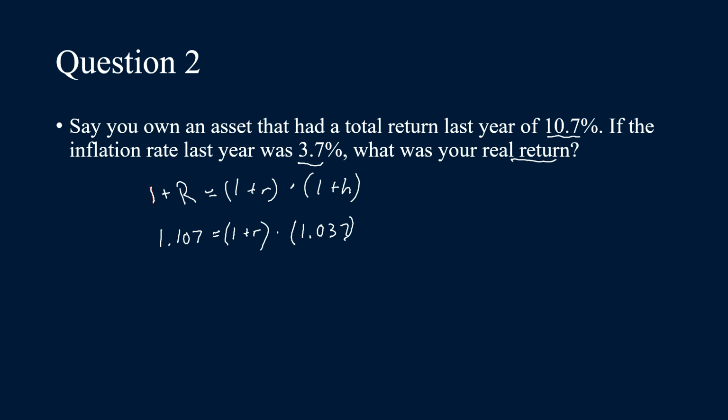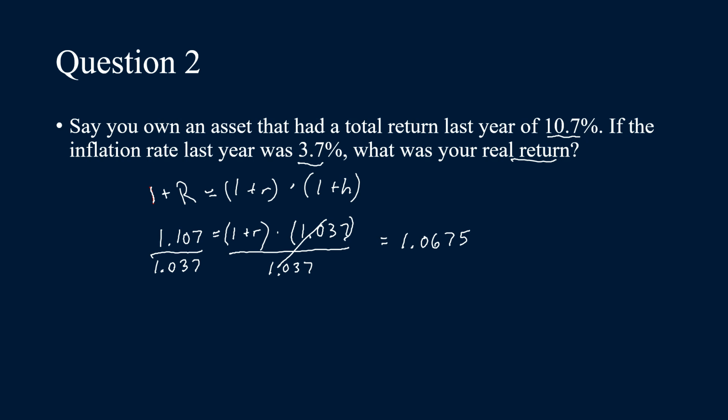All right, so now it's just a matter of doing this algebraically. We can divide this side by 1.037. Those two cancel out. So we go to the other side, divide by 1.037. And let's see, what does that give us? All right, we put that into the calculator. And that's going to give us about 1.0675. That's going to be our real rate of return.